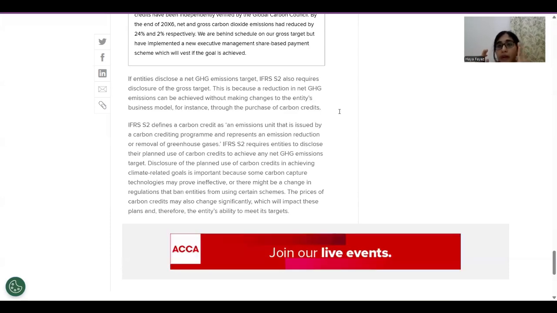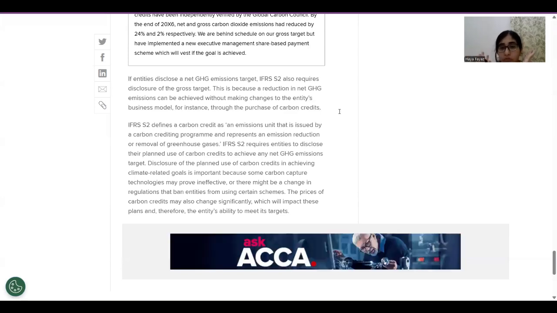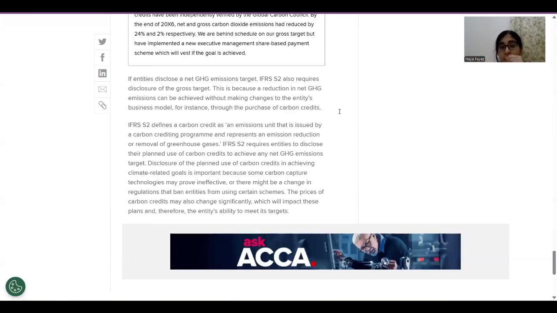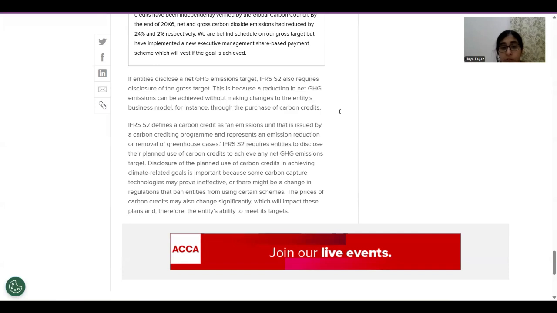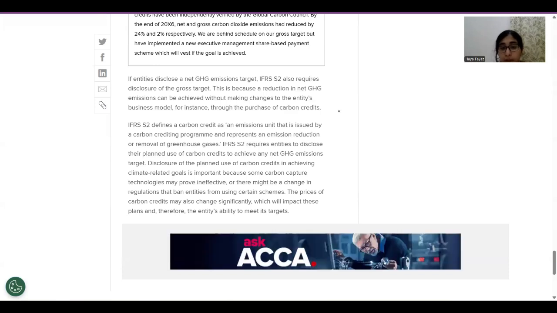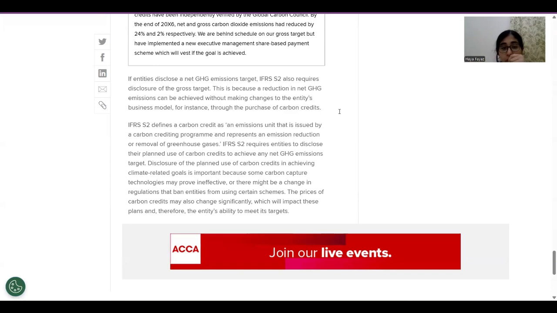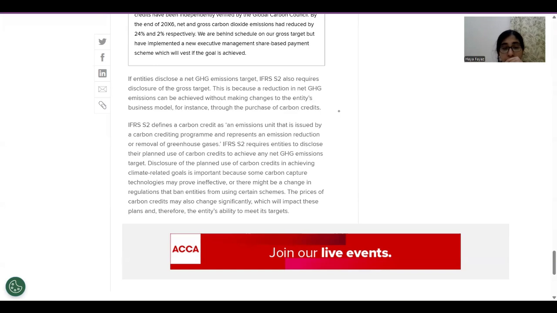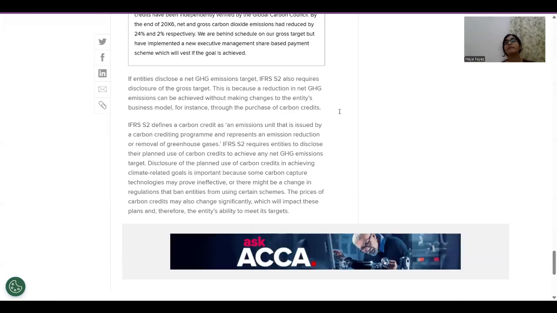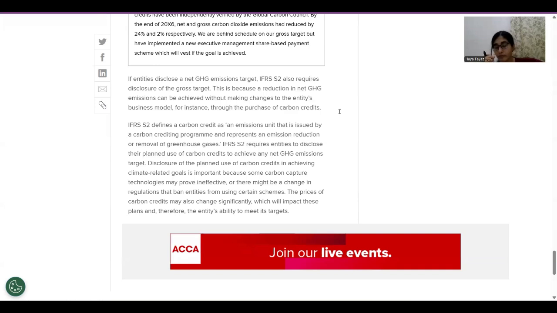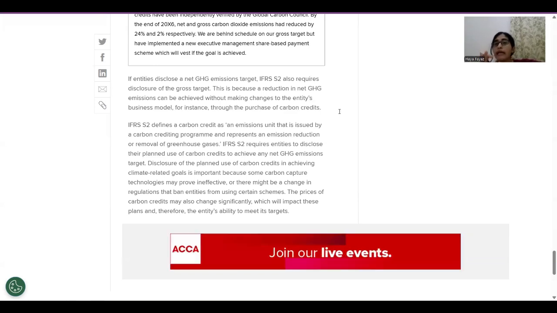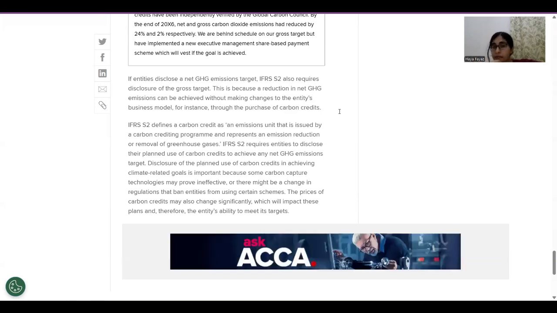This is something that you should be aware of. No one's going to expect you to learn like board exams or childhood stuff. Now, IFRS S2 requires entities to disclose their planned use of carbon credits to achieve any net target. Disclosure of the planned use is important because some carbon capture technologies may prove ineffective, or there might be a change in the regulations that bans entities from using certain schemes. The prices of carbon may also change significantly, which will impact these plans and therefore the entities. So they have to take into consideration the price of these carbon credits and how likely they are to use them.